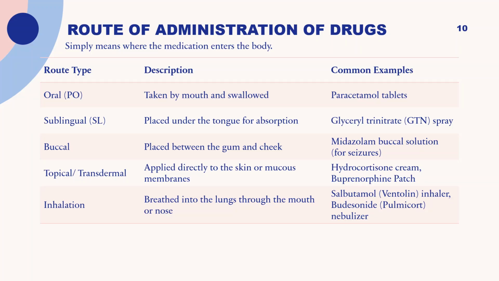Next one, topical or transdermal, which is applied directly to the skin or mucous membranes. Hydrocortisone cream and buprenorphine patch are the most common examples. It can be any type of cream or ointment that you put on your skin, or any type of patch that you put on your skin. Inhalation is usually breathed into the lungs through the mouth or nose. It can be any type of inhaler and also nebulizer.